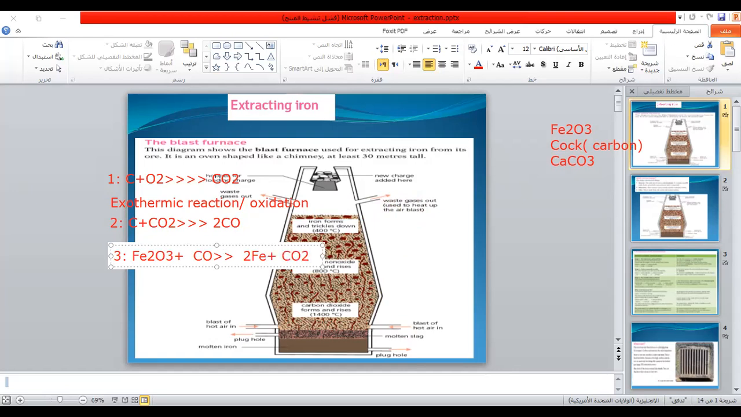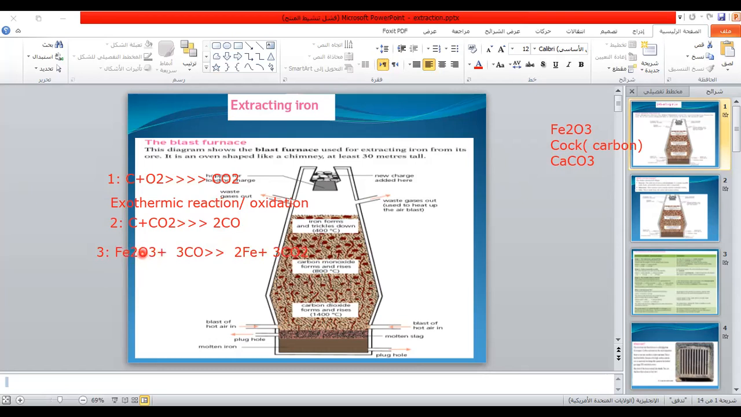So the third equation is the reaction between Fe2O3 and CO to form 2Fe and CO2. Here I have to put a 3 in front of CO to balance the chemical equation. So now I have iron. I extracted iron from iron oxide.